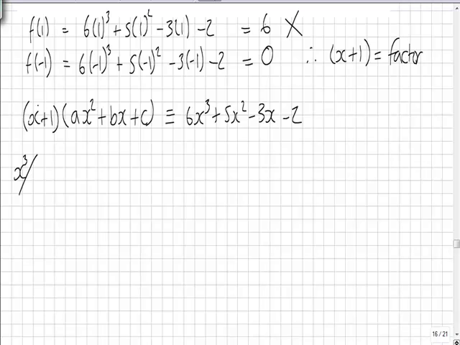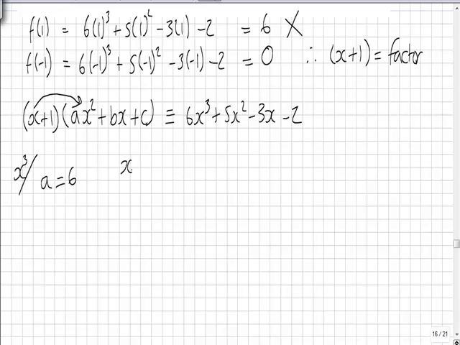The only way we can generate an x cubed term here is by multiplying x by ax squared to give us ax cubed. So the coefficient of x cubed on the left hand side can only be a. On the right hand side we can see the only x cubed coefficient is in fact 6.